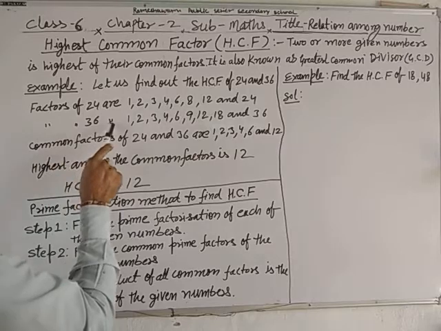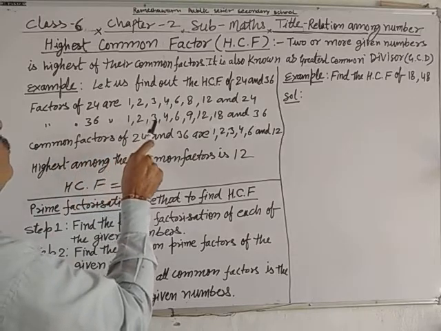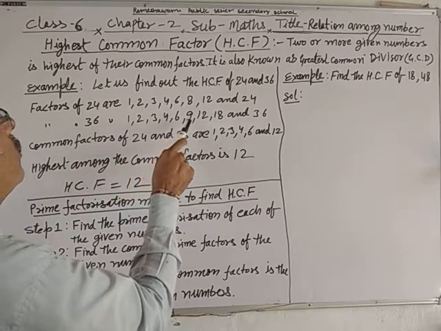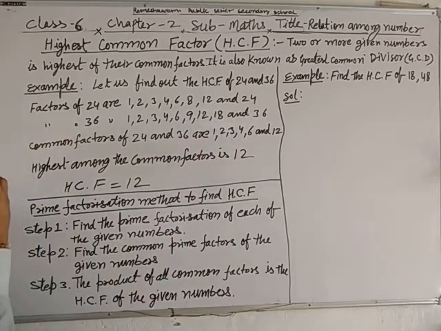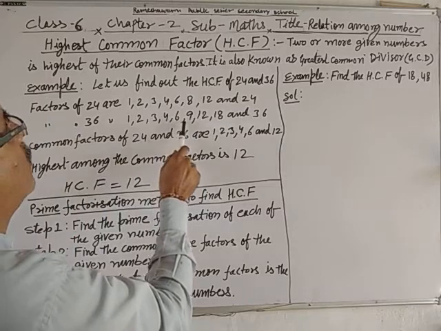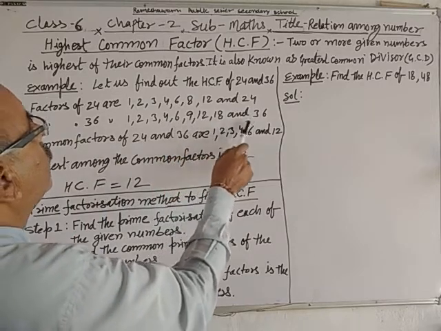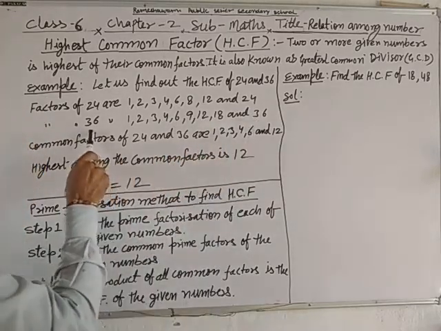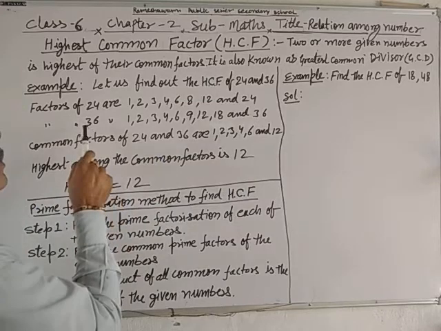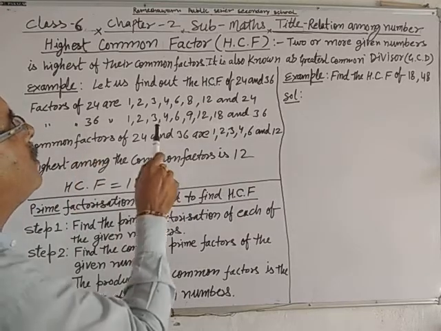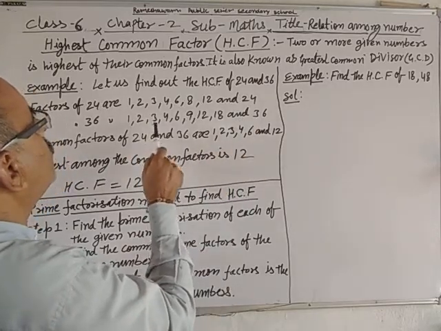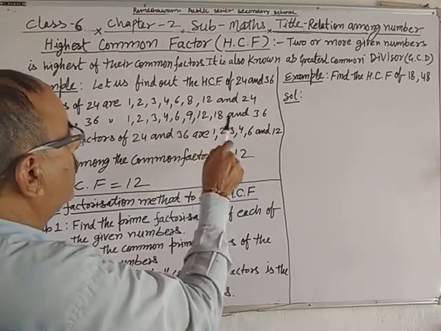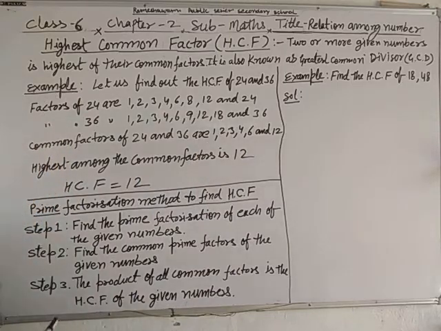And factors of 36 are 1, 2, 3, 4, 6, 9, 12, 18 and 36. These numbers are the factors of 36. It means 36 comes in the tables of 1, 2, 3, 4, 6, 9, 12, 18 and 36.